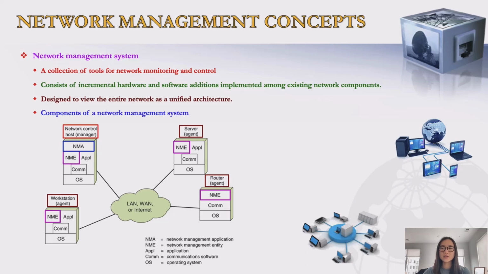At least one host in the network is designated as the network control host or manager. In addition to the network management entity software, the network control host includes a collection of software called the network management application. The network management application includes an operator interface to allow an authorized user to manage the network. The network management application responds to user commands by displaying information or by issuing commands to the network management entities throughout the network. Every other node in the network is referred to as an agent.